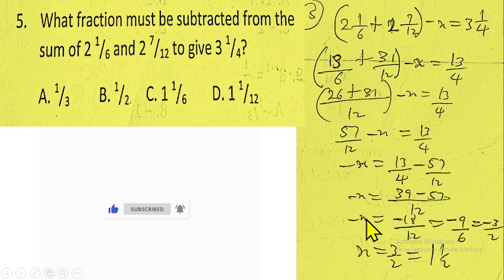So we take care of the minus, and also 6 can go here. That gives us 3. Then 6 in 12, 2. So that gives us x equals 3 over 2, which is 1 and 1 over 2. But if you look at the options provided, none of the options is correct. So probably I think there's a typographical error in the options provided.